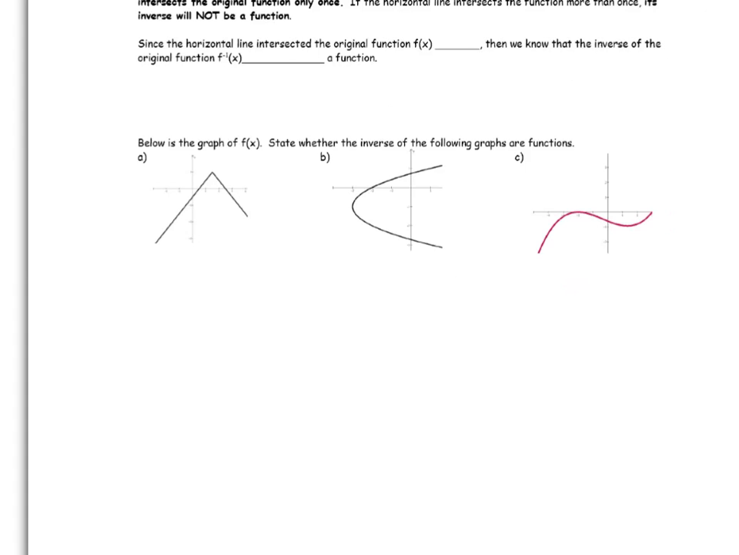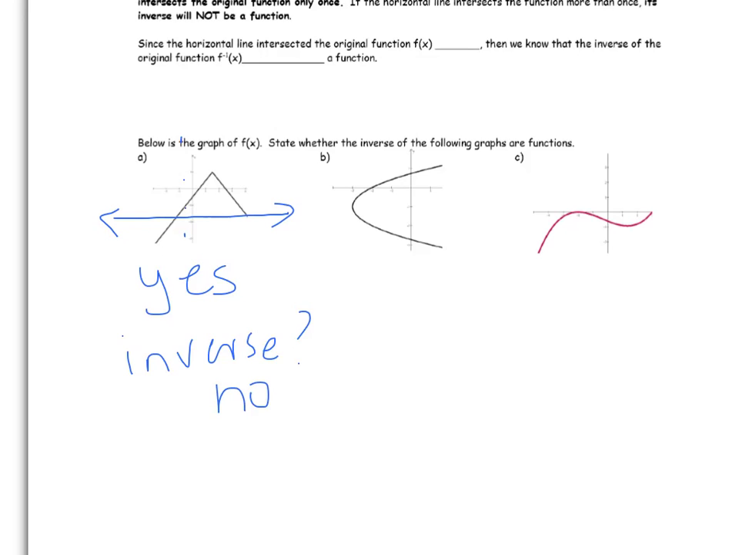Is this one a function? Yes, but is its inverse going to be? Actually, we can put a vertical line through there anywhere and it will be fine, but its inverse will not be a function, because if I draw a horizontal line through the original function, it crosses more than once, so the inverse will not be a function.